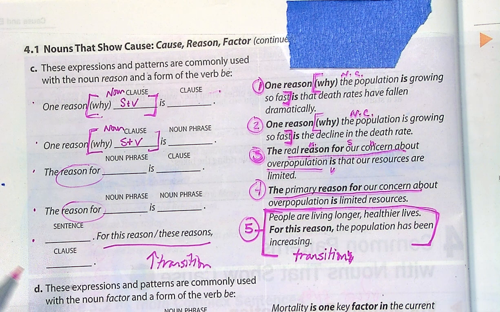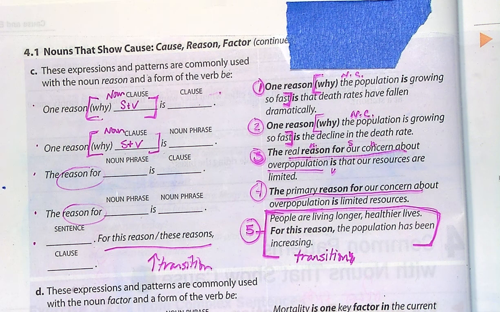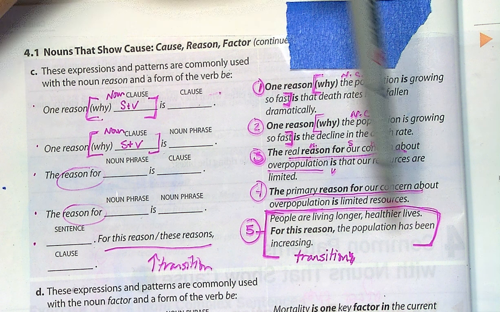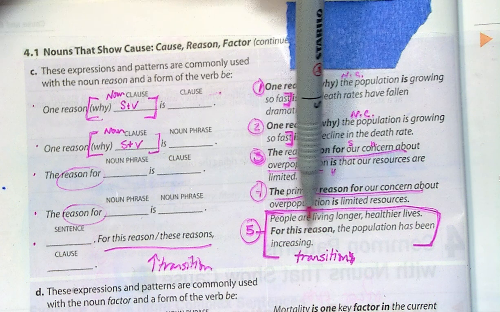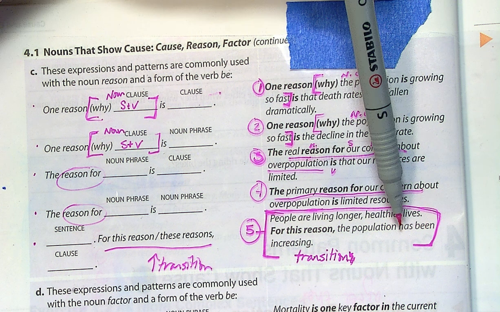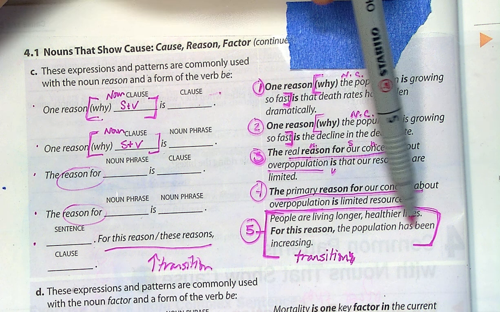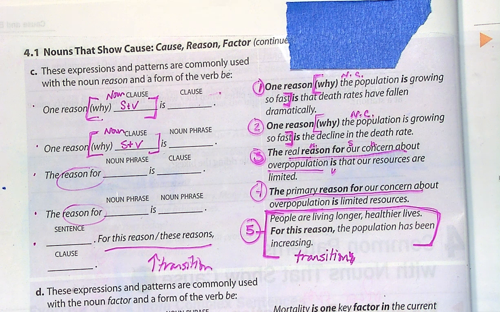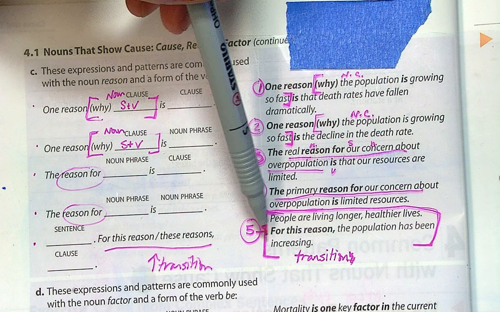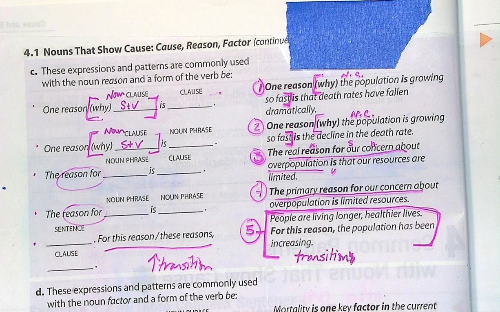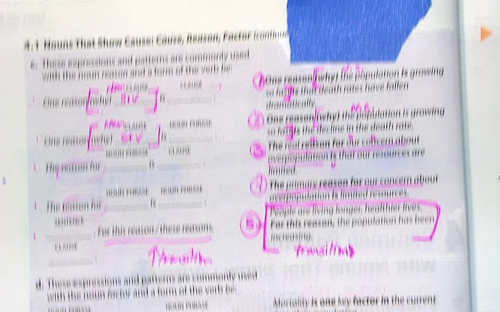So you've got a sentence before it, period. You've got your transition, comma, and then you need a new sentence after it. We can see in our example, people are living longer, healthier lives, period. For this reason, comma, the population has been increasing. This is our second sentence. So again, this transition word starts a sentence. It has the same meaning as one reason why or the reason for, but it's used differently. This phrase is a transition. It functions differently. Let's take a look at part D.